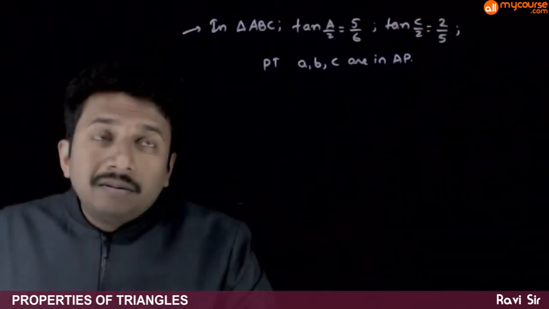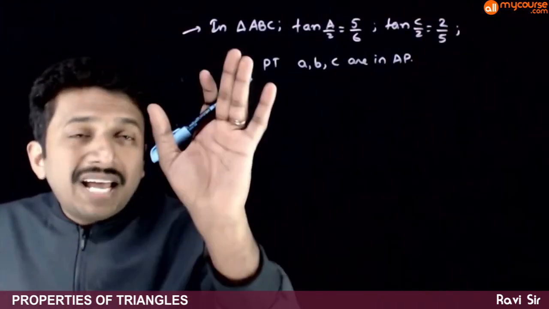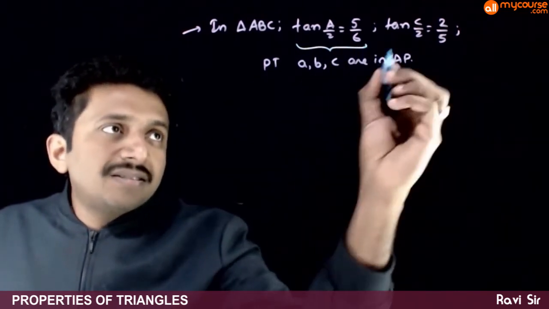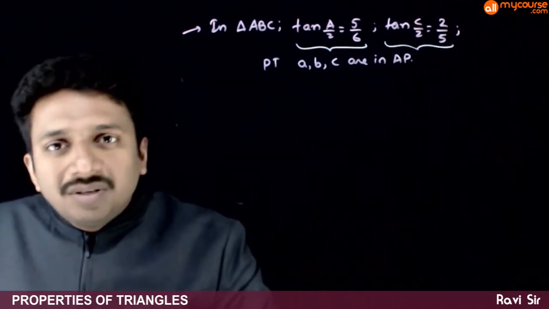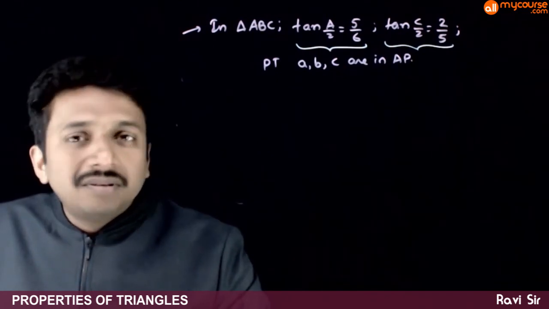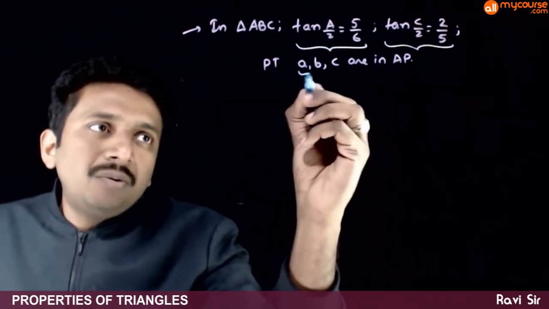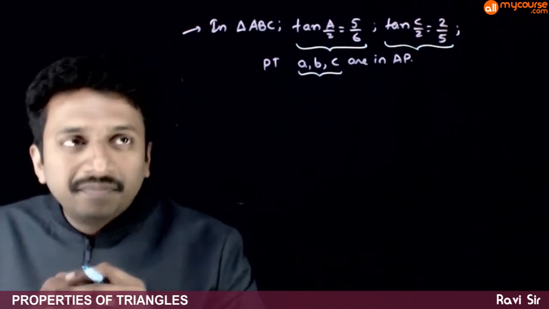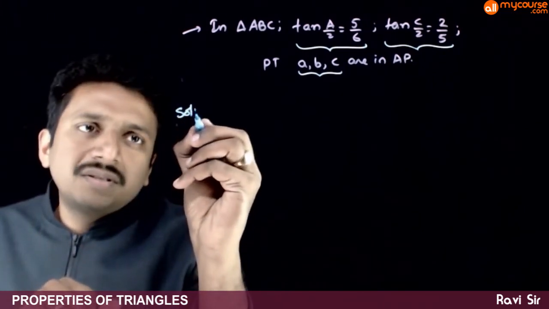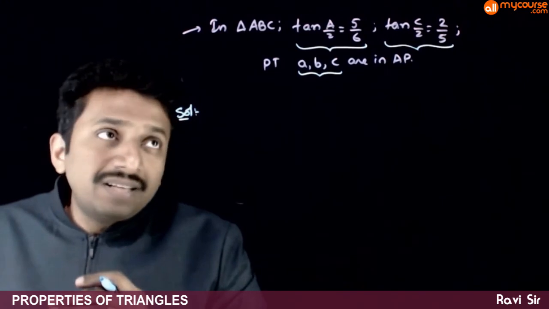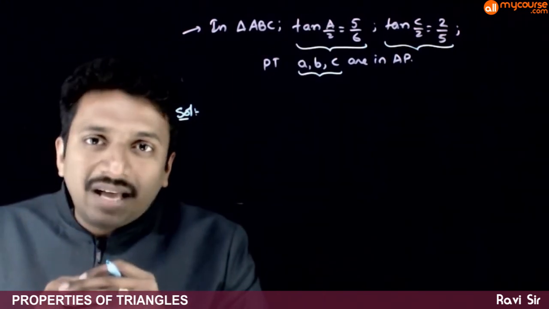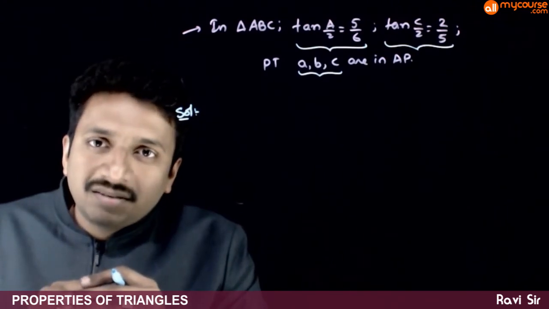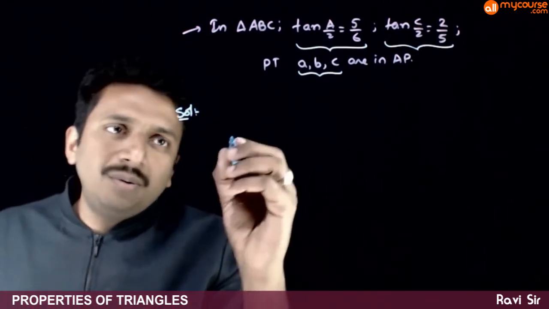Thank you. So in this question, you're given that in a triangle ABC, tan A by 2 is equal to 5 by 6, and tan C by 2 is equal to 2 by 5. So if that is so, you need to prove that A, B, C are in AP. So how can we do this? First, let us try to apply the half angle formulas. So tan A by 2 is equal to 5 by 6. So what is the formula for tan A by 2?